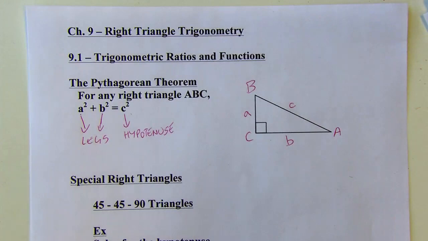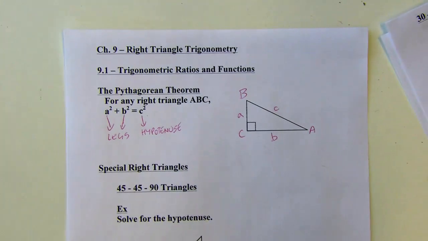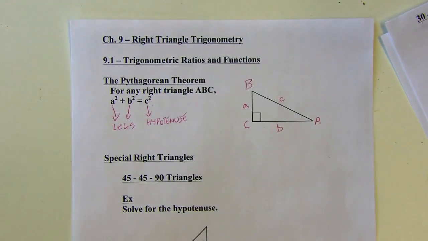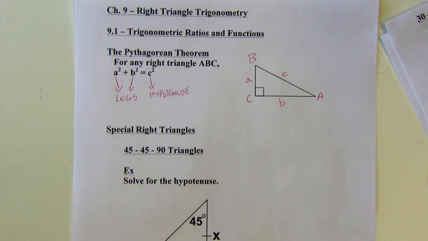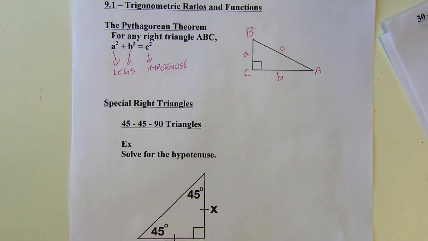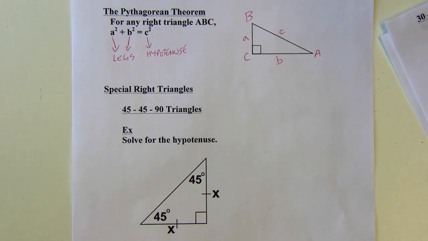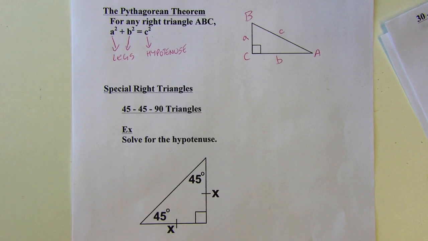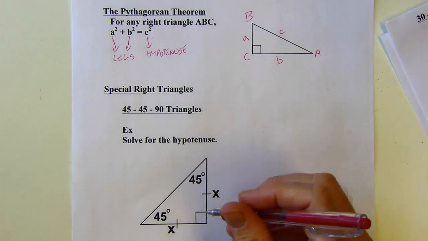All right, so we've got some special right triangles, the first of which is a 45, 45, 90 triangle. And it's also going to be an isosceles right triangle. All the isosceles right triangles are 45, 45, 90s. So to solve for the hypotenuse here, we could use the Pythagorean theorem, right?